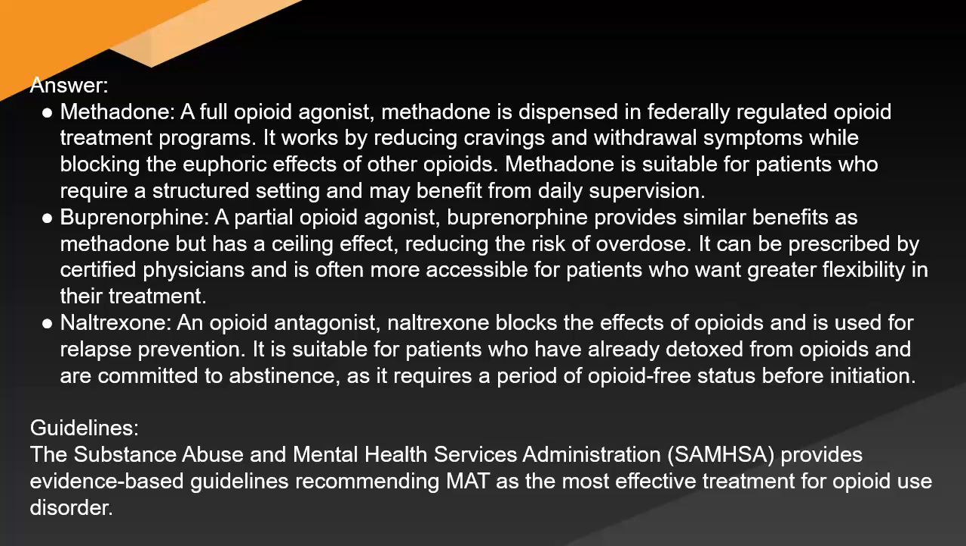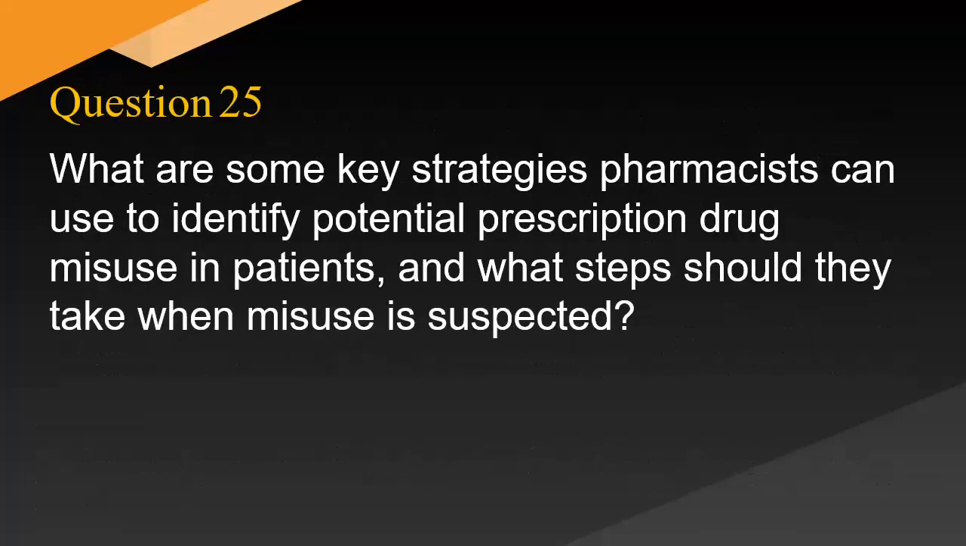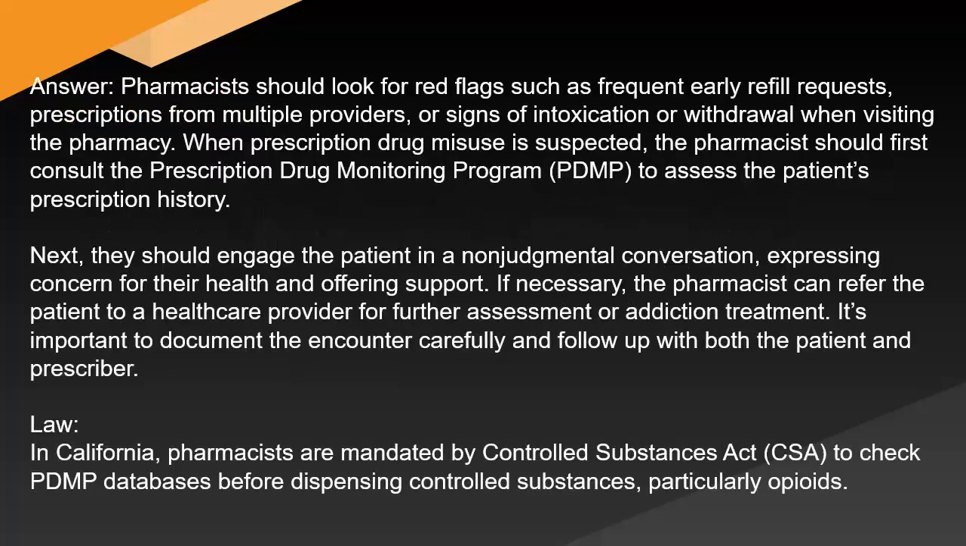Guidelines. The Substance Abuse and Mental Health Services Administration (SAMHSA) provides evidence-based guidelines recommending MAT as the most effective treatment for opioid use disorder. What are some key strategies pharmacists can use to identify potential prescription drug misuse in patients, and what steps should they take when misuse is suspected? Answer. Pharmacists should look for red flags such as frequent early refill requests, prescriptions from multiple providers, or signs of intoxication or withdrawal when visiting the pharmacy.